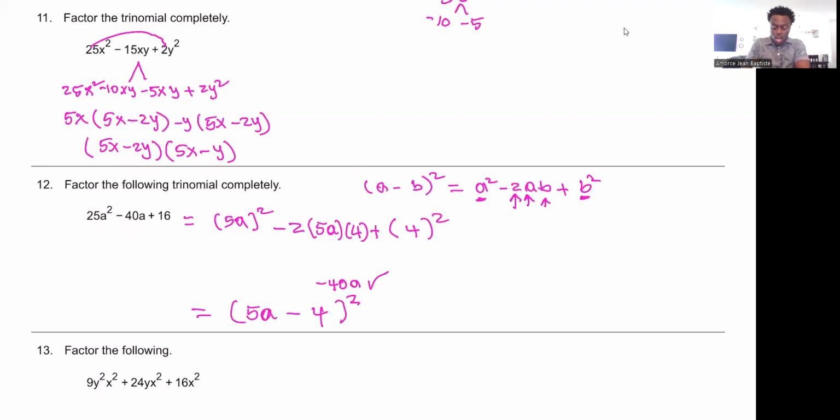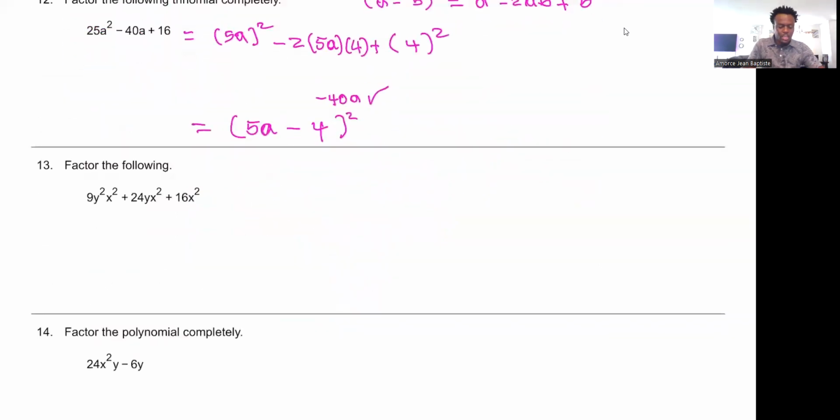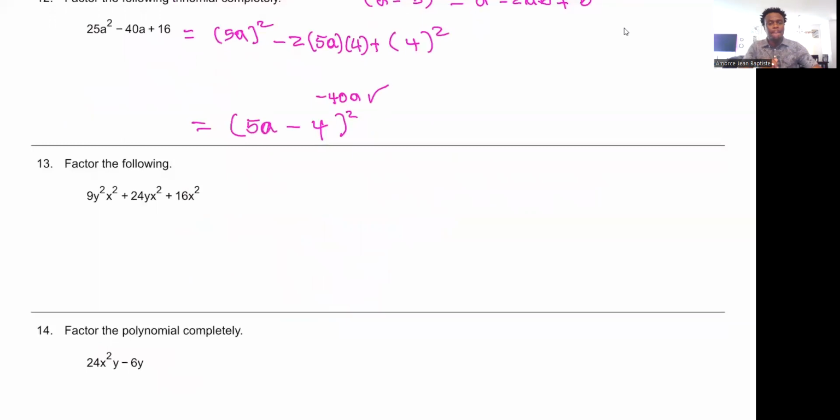Or you can use factor by grouping just like we did in number 11 as well. But I wanted to give you different options as you're working and trying to see which one you would prefer to work with. And then number 13, though, you can do the same thing, or you can factor by grouping. It's your choice. But I'm gonna do this one by grouping.